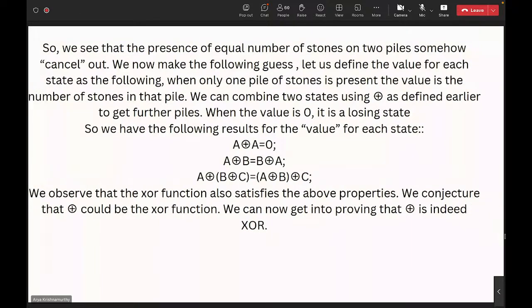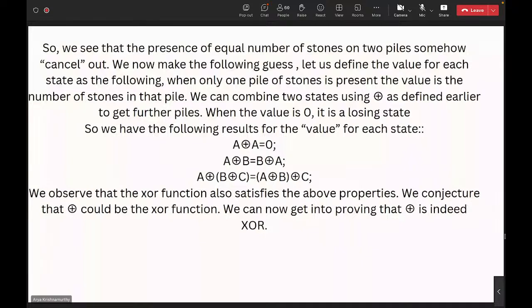So again, as I mentioned earlier, the presence of an equal number of stones on two piles somehow cancels each other out. Right. So I have summarized the properties here. A nim sum A is 0, A nim sum B is B nim sum A, and A nim sum B nim sum C is A nim sum B whole nim sum C. Now let us consider the XOR function, right?